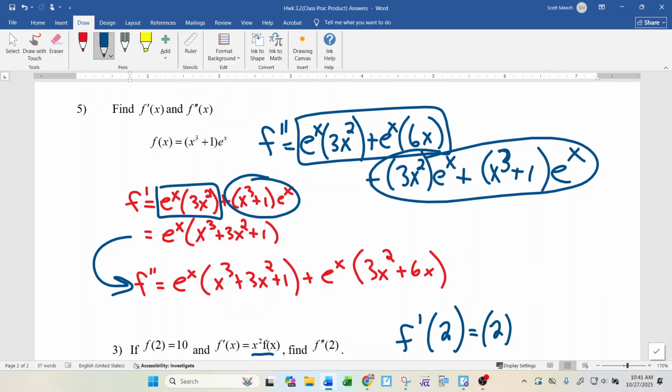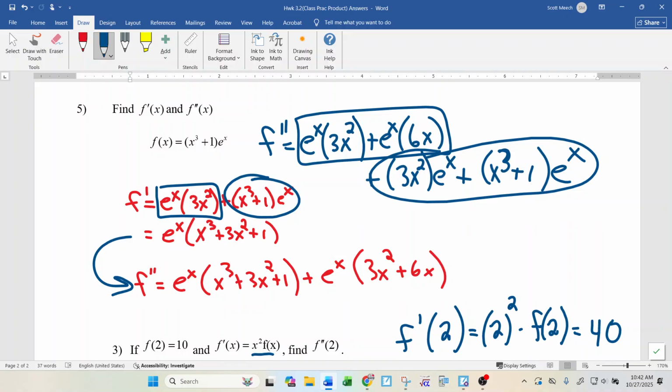So f prime of 2 would be 2 squared times f of 2. Well, what is f of 2? 10 times 4, so that would be 40. Does that make sense?